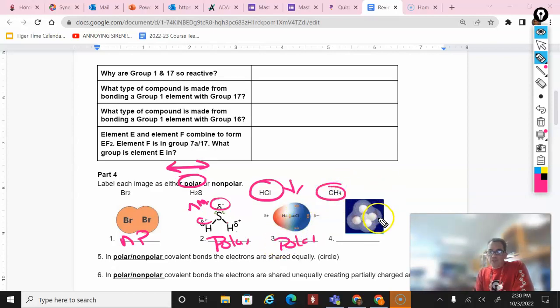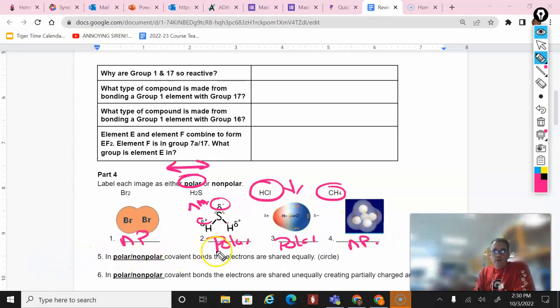CH4 is a little tricky. We've got carbon in the middle and 4 hydrogens. Each of the bonds in here is going to be a polar bond, but the whole molecule itself is very likely to be nonpolar because of the geometry of it. We didn't quite get into that, so it's okay.